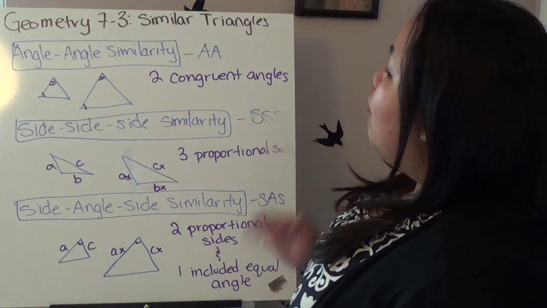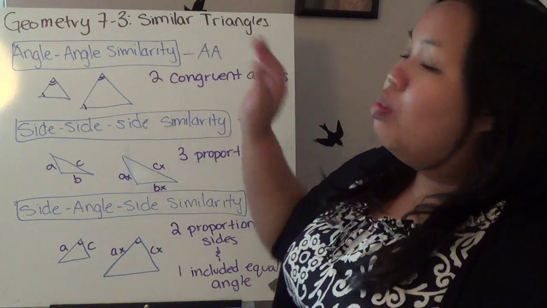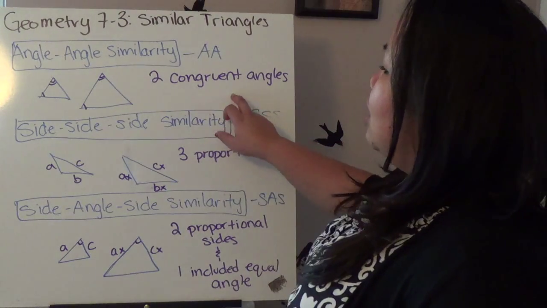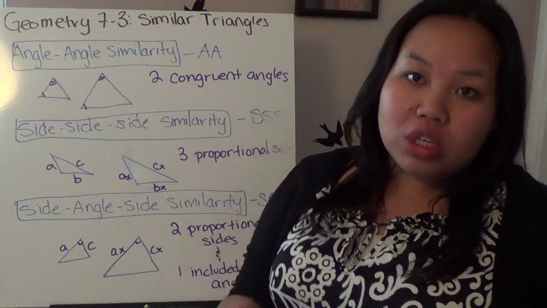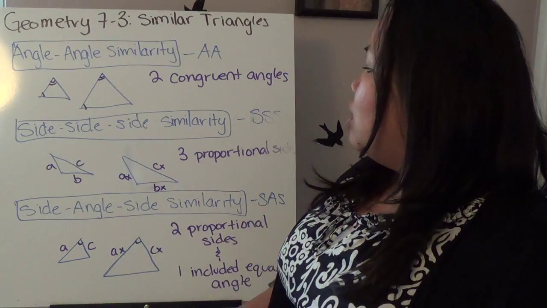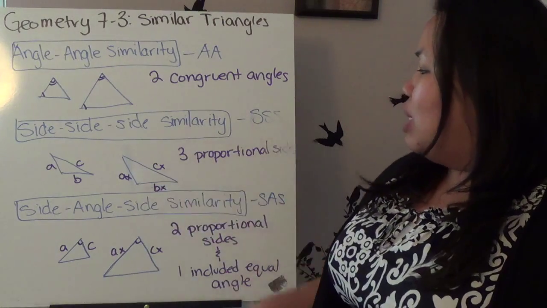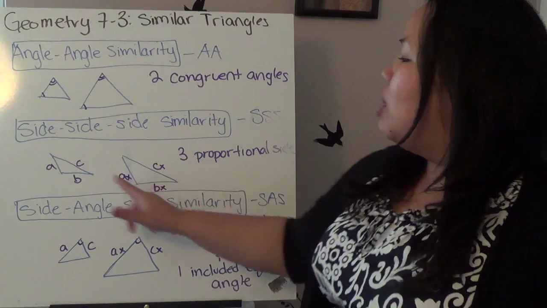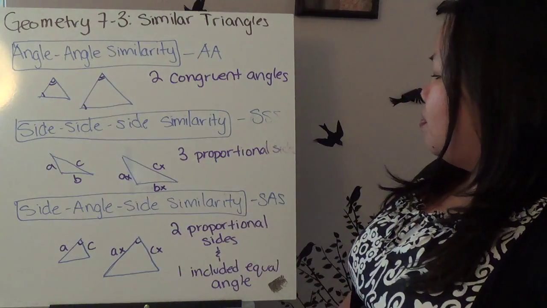So the first one is angle, angle. So if you can find 2 congruent angles in a triangle, we can say that they're similar. Alright? So 2 congruent angles. The next one is side, side, side. So 3 proportionate sides. So that means whatever the triangle is here, I multiply it by the same thing, even if it's a decimal or a whole number, but each corresponding part is proportionate.